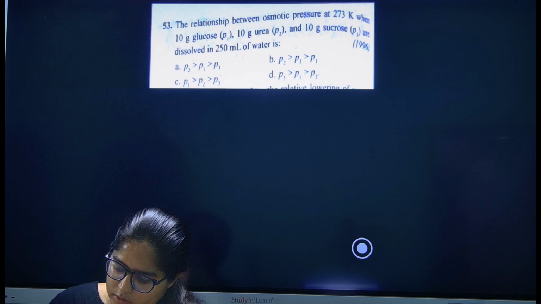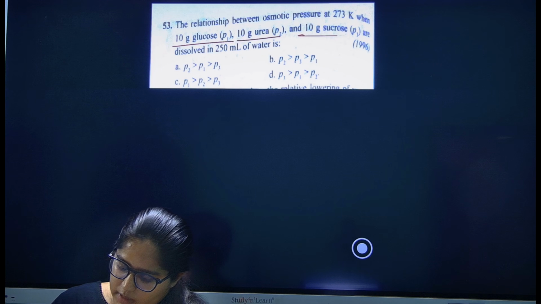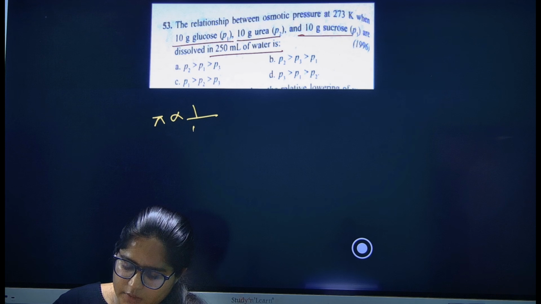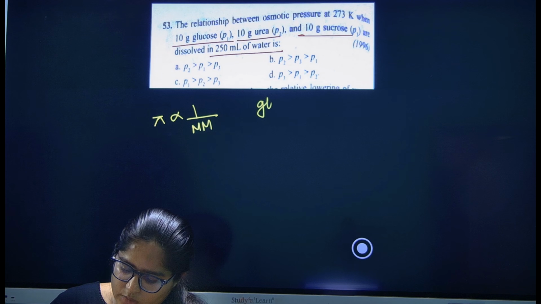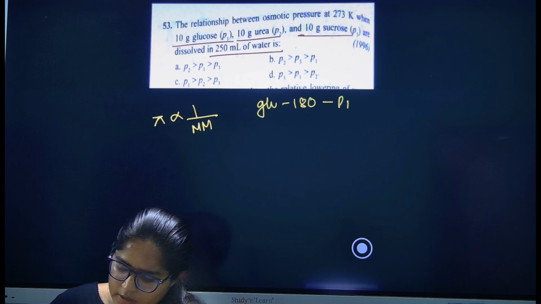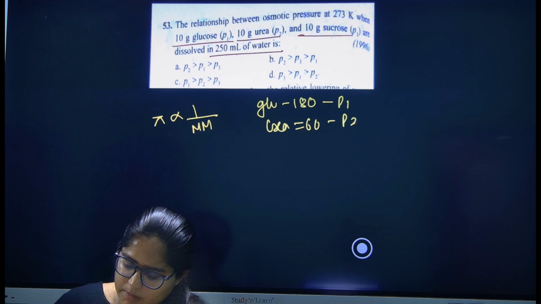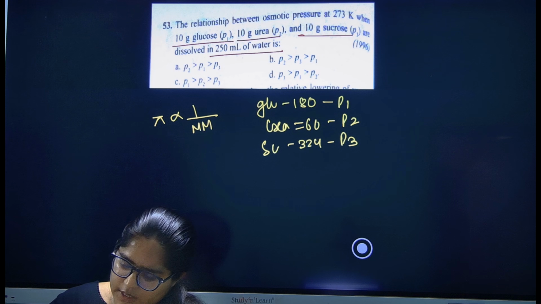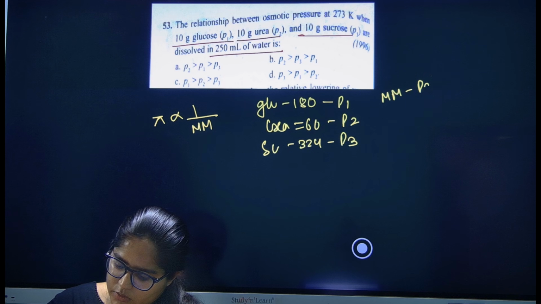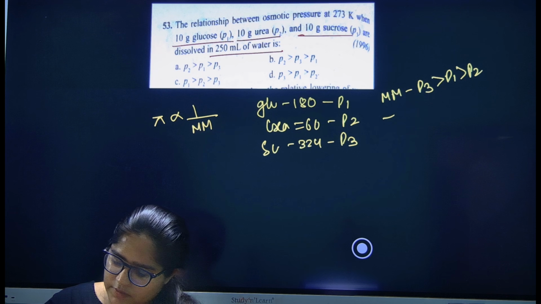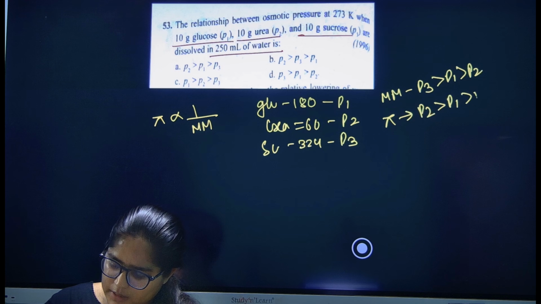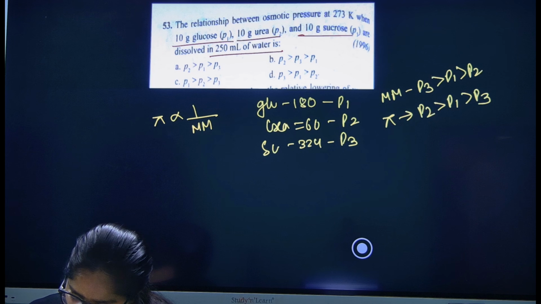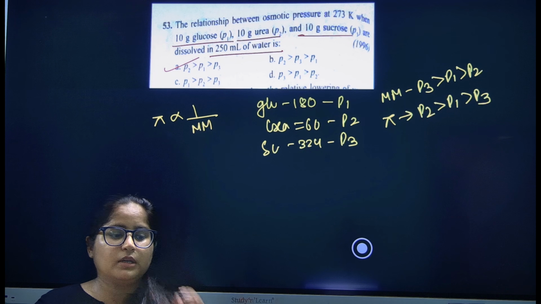The relation between osmotic pressure of 10 gram glucose, 10 gram urea, 10 gram sucrose in 250, same question, right? I have told you osmotic pressure is inversely proportional to molar mass. Glucose is 180, given as P1. Urea is 60, written P2. Sucrose is 324, given P3. First I am arranging molar mass: sucrose, then P1, and then P2. The reverse of that will be pi, so that is P2, P1 and then P3. Which option? You can see the options are repeating also. Option number A is the right answer.